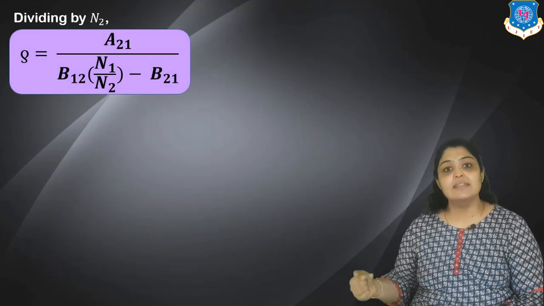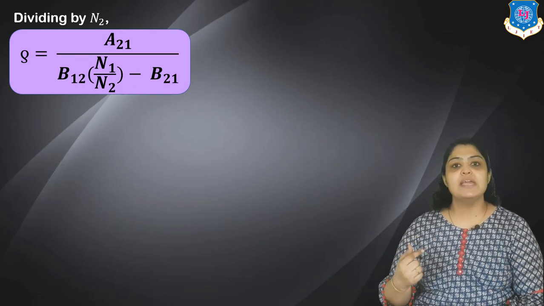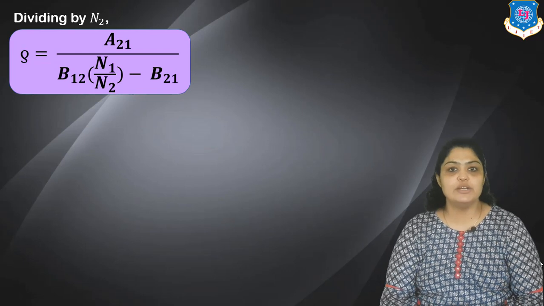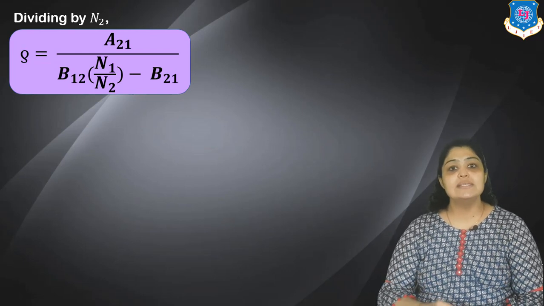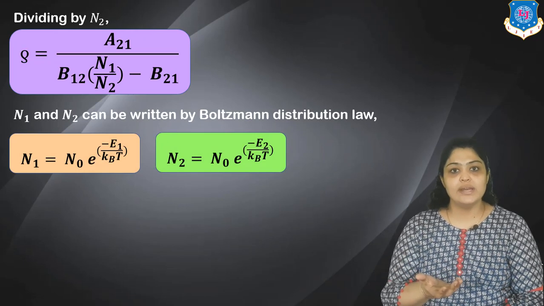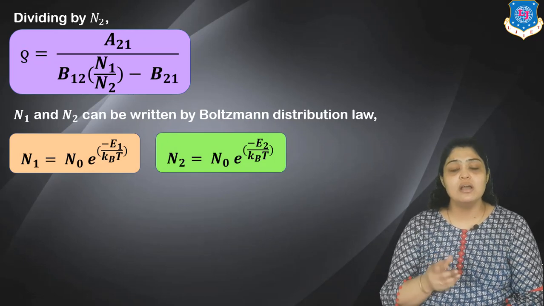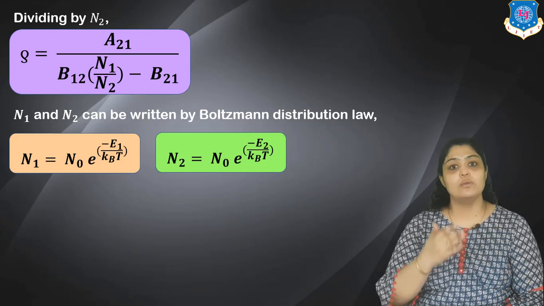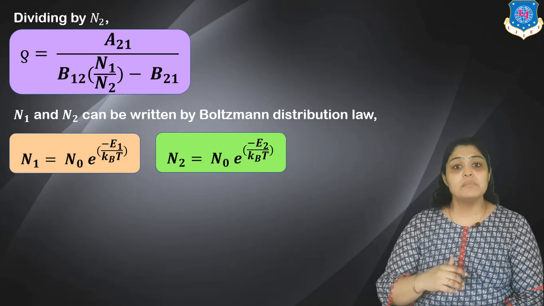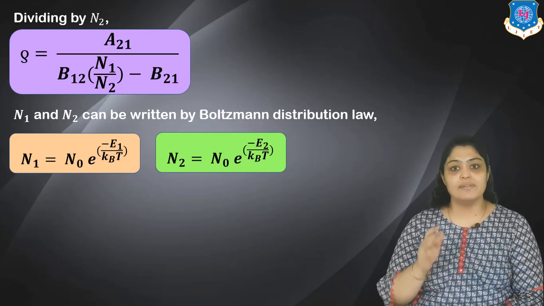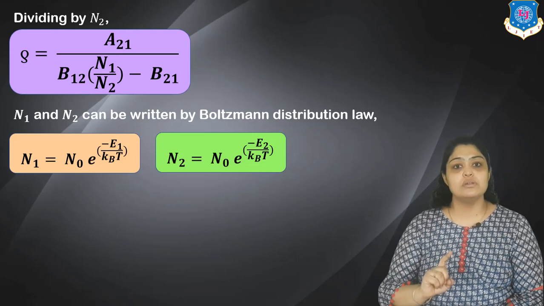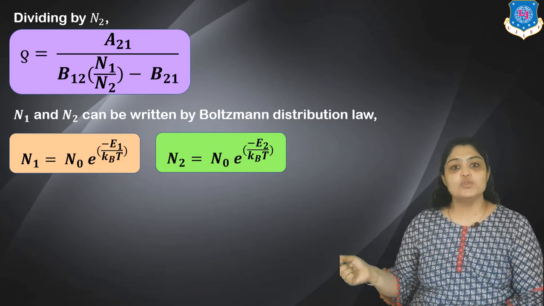Now if I divide this equation by N2, I will be getting A21 upon B12 N1 by N2 minus B21. Now I know what is N1. N1 is known as the population of lower energy level, right? What is population? Number of atoms in lower energy level. What is N2? It is known as the population of higher energy level. That means number of atoms in the higher energy level, right? So N1 and N2, with the help of Boltzmann distribution law, can be written by these two equations.